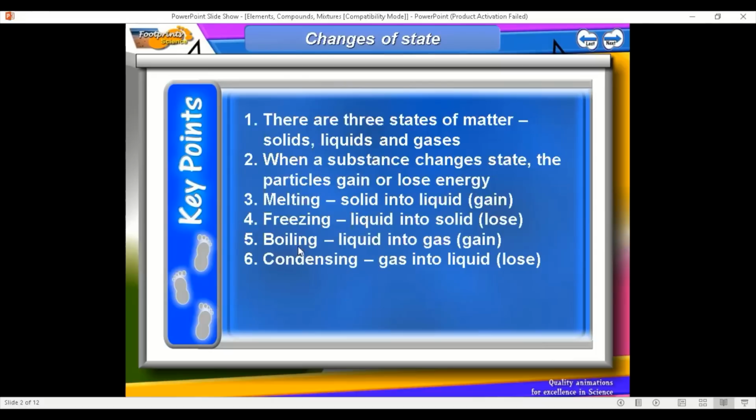Give an example. For example, ice. Melting ice turns from a solid into a liquid, gains energy. Freezing, liquid into a solid, loses. Boiling, liquid into gas, gains. Condensing, gas into a liquid, loses. Write these key points down. They're very important. It'll probably take you about 5 minutes. Then you want to stop this, get it done, and then we'll move on to this bit.